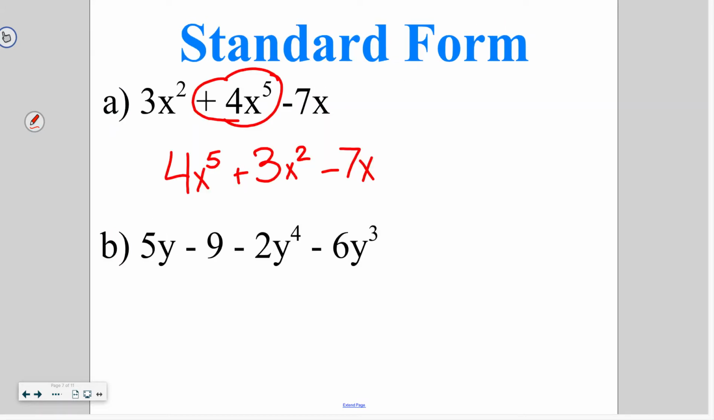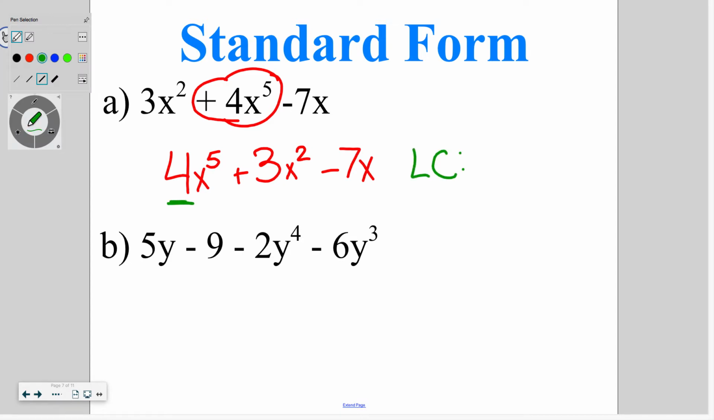The other thing that we want to do in standard form is identify our leading coefficient, or our LC. So we are looking for the number in front of our first term. So our leading coefficient for this one is 4.